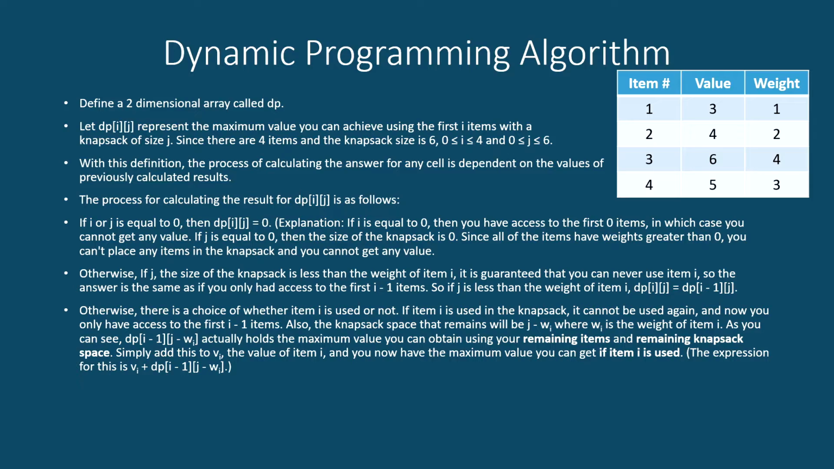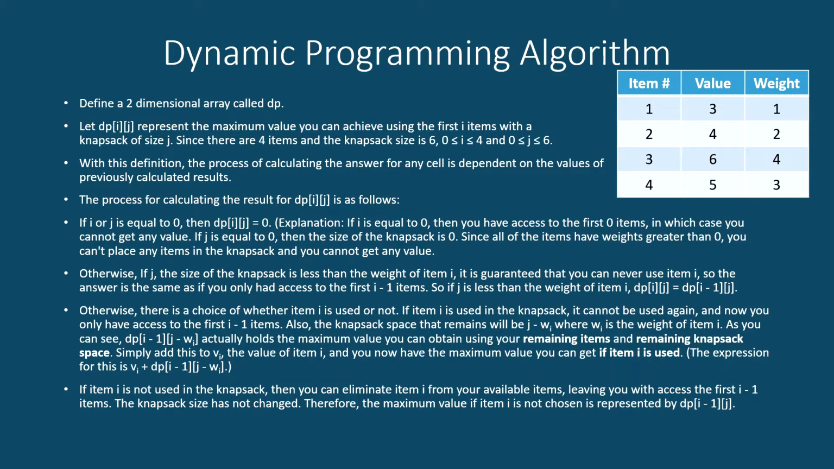Otherwise, there's a choice of whether item i is used or not. If item i is used in the knapsack, it cannot be used again, and then you only have access to the first i-1 items. Also, the knapsack space that remains will be j minus wi, where wi is the weight of item i. As you can see, dp[i-1][j-wi] actually holds the maximum value you can obtain using your remaining items and remaining knapsack space. Simply add this to Vi, the value of item i, and you now have the maximum value you can get if item i is used. An expression for this is Vi plus dp[i-1][j-wi].